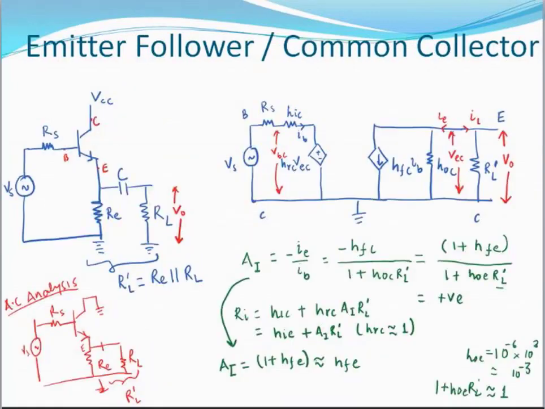And the current gain is 1 plus hFE. The current gain of the common collector is the highest among all the modes of operation, because common emitter also has a high current gain, which is hFE, and for common collector it is 1 plus hFE. So it is the highest among all the modes of operation of a transistor.